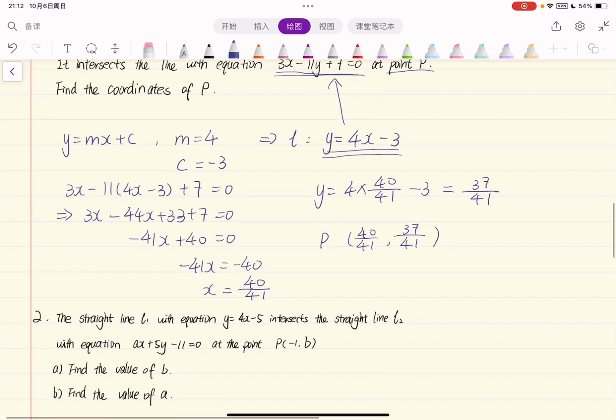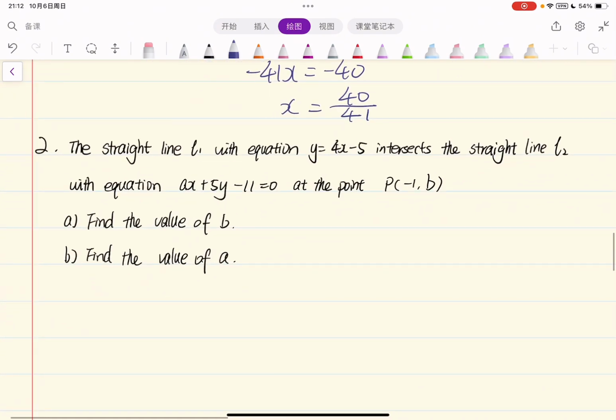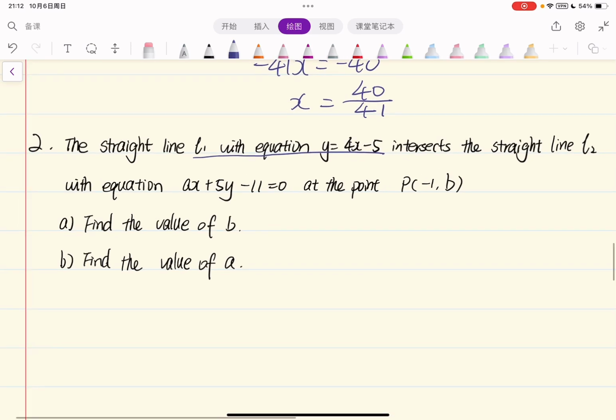Now let's move on to the second question. The straight line L1 with equation y equals 4x minus 5 intersects the straight line L2 with equation ax plus 5y minus 11 equals 0 at point P (-1, b). Part A asks you to find the value of b, so that is the y coordinate of P.